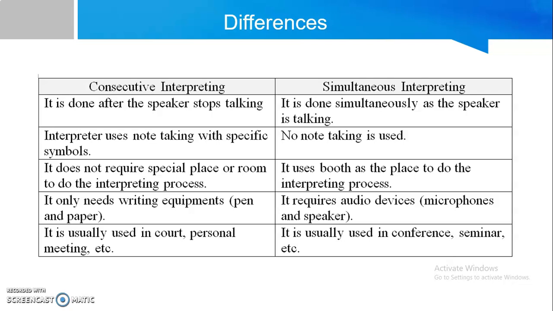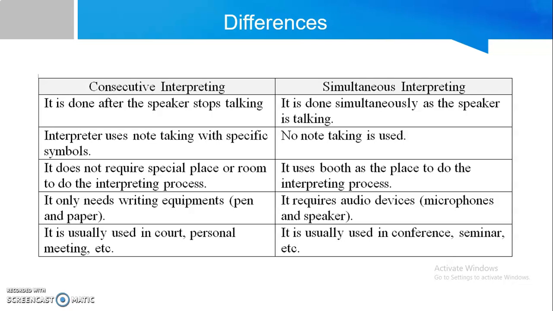So what is meant by simultaneously? Simultaneously means that it happens almost at the same time as the other thing happens. For example, if the speaker is talking about something, then soon after the speaker is talking, the interpreter does the job. So simultaneously means almost the same time, almost.